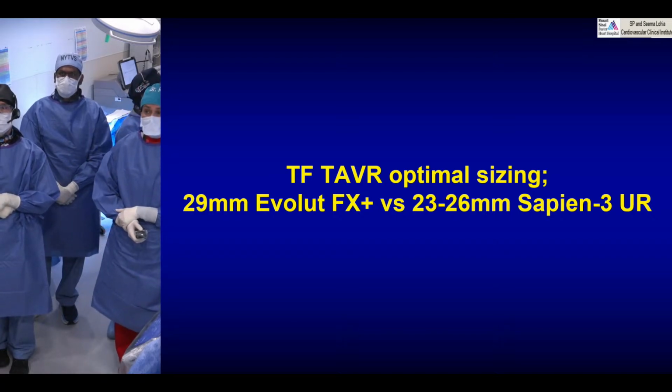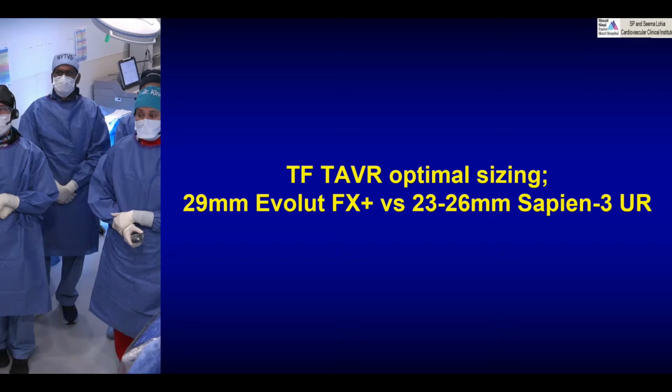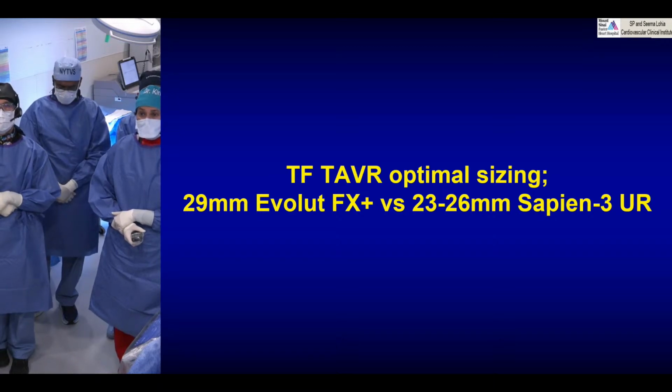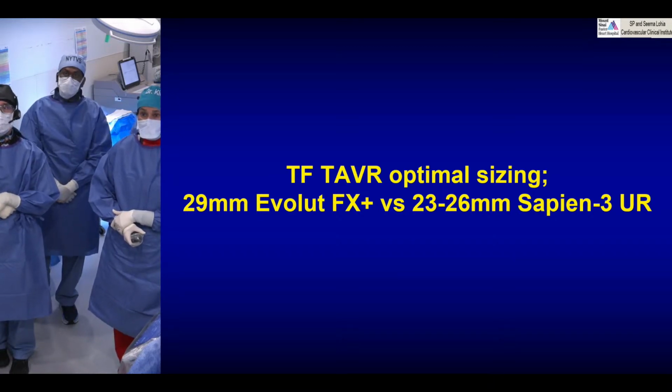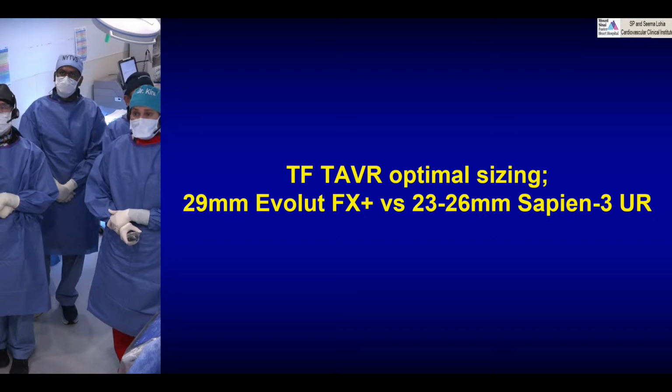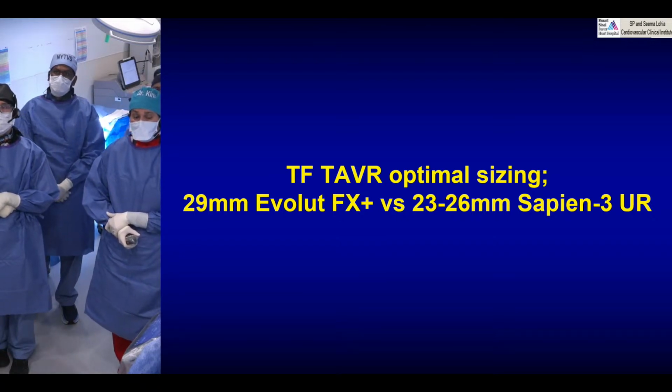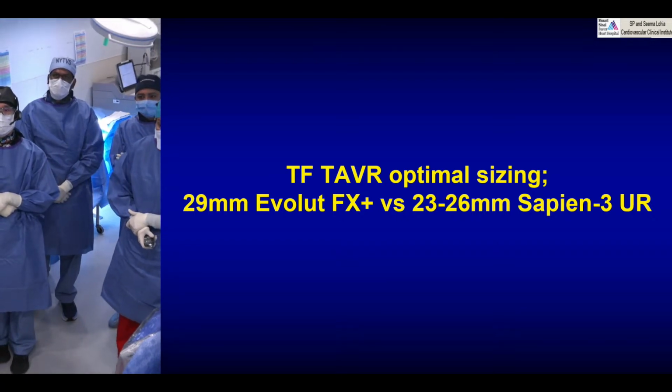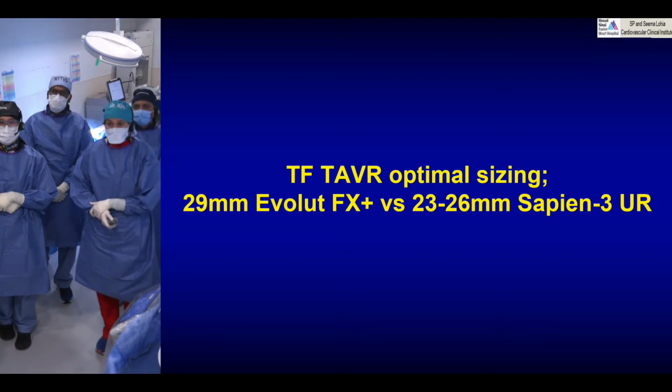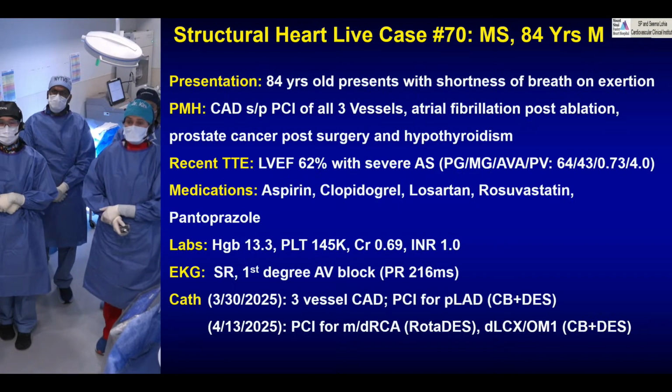So the case today will be a discussion about the sizing. It's an interesting case in the sense we could go both ways, where we could use both Evolut versus SAPIEN. Even in the SAPIEN, there is a question about the sizing. So that is why we are having this case, mostly a discussion.